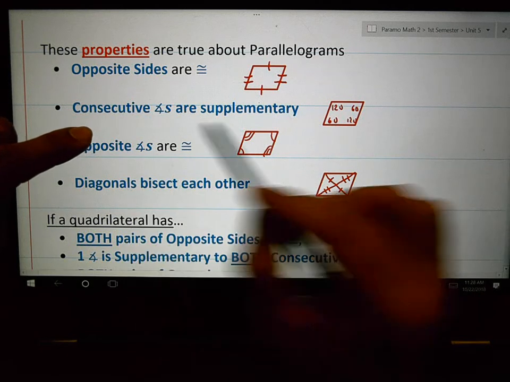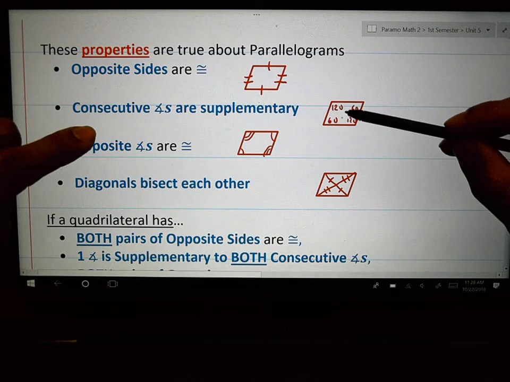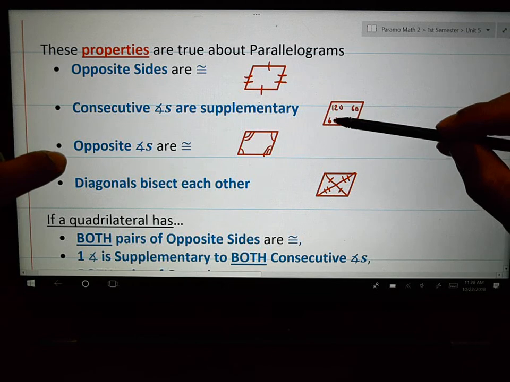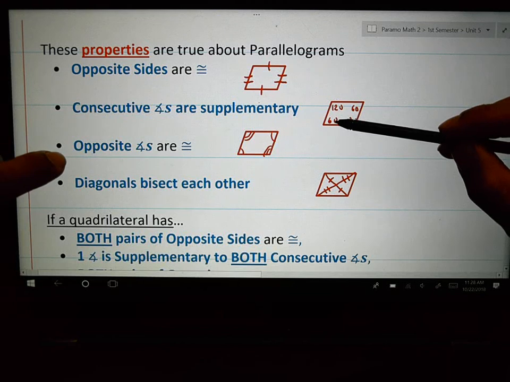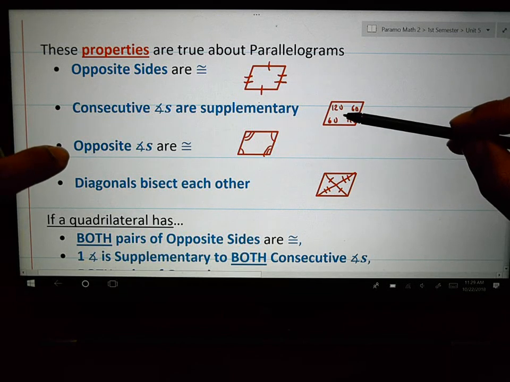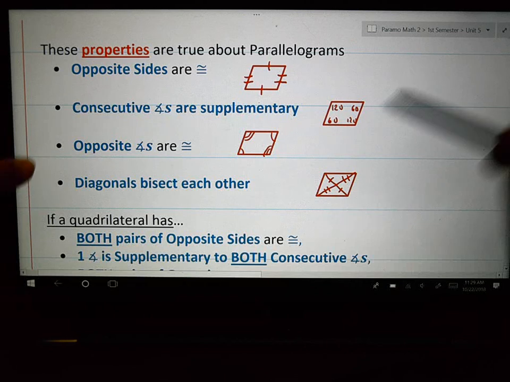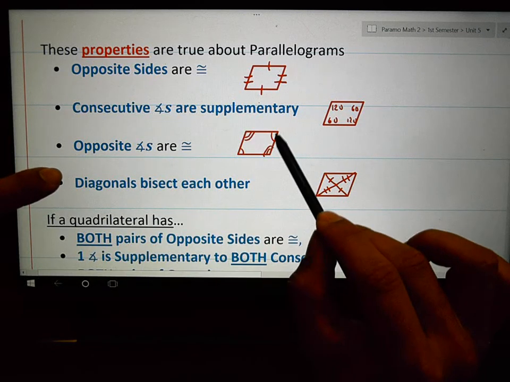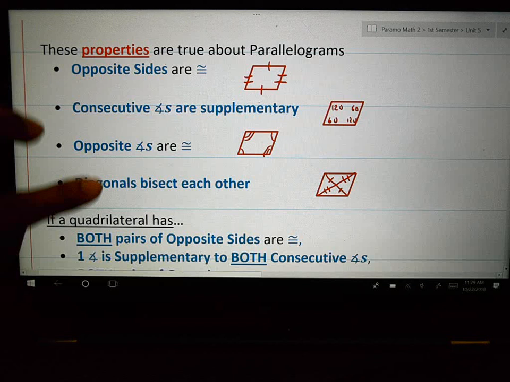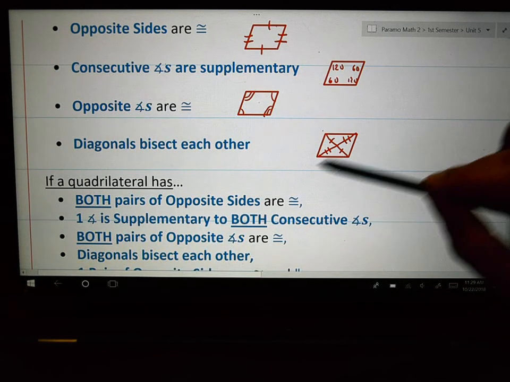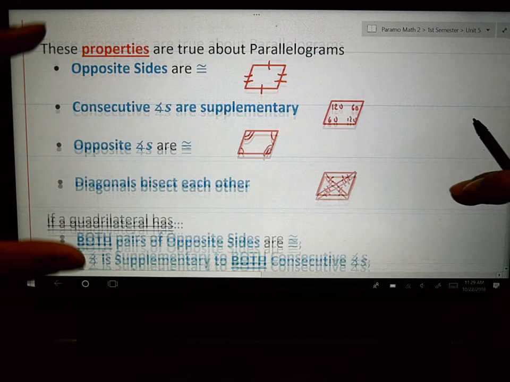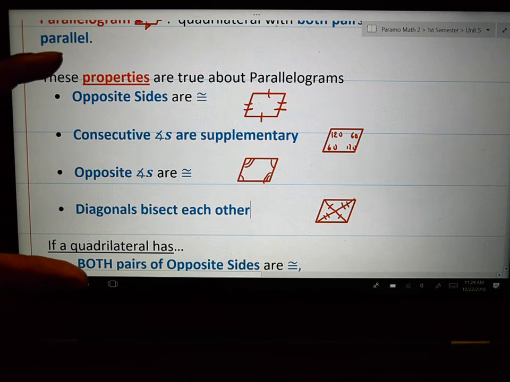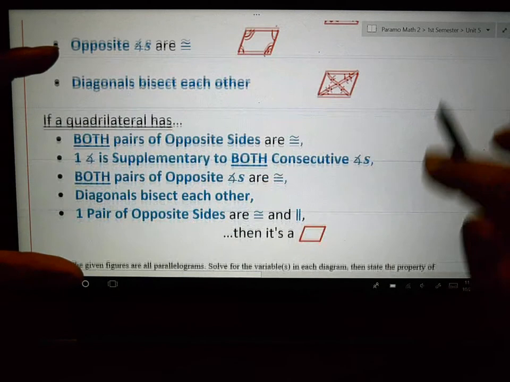If it's a parallelogram, then the consecutive angles are supplementary. What are consecutive angles? The ones next to each other. They're called same side interior, otherwise known as consecutive interior angles. If the opposite angles, these ones are opposite, they are congruent to each other. You can also use the fact that the diagonals bisect each other, meaning they go through each other's midpoints and create two equal pieces. There are four properties that we know about parallelograms. We will use them all to solve problems, sometimes differently, not at the same time.